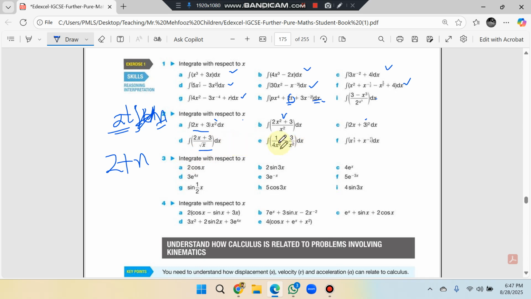In part E, again you can see 1 over 4 x raised to the power minus 3 minus 3 x raised to the power minus 2. So this is the integration of these expressions. The next one is f: x raised to the power 5 over 3 plus x raised to the power minus 7 over 3. So 5 over 3 has the integration x raised to the power 5 over 3 plus 1, over 5 over 3 plus 1, right? So 5 over 3 plus 1 becomes 5 plus 3, that is 8 over 3.